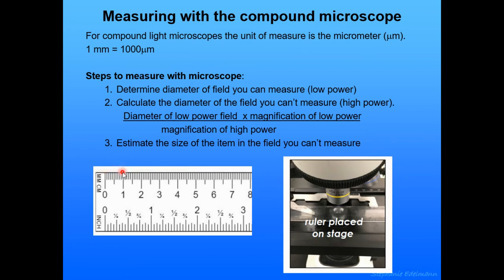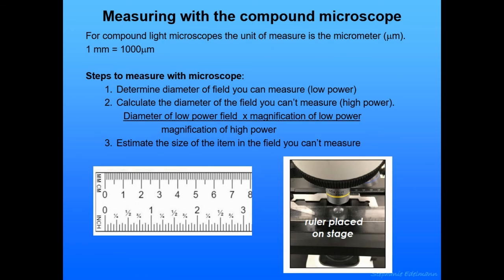So the big one is a centimeter. From 0 to 1, that's 1 centimeter, and there's 10 millimeters in between there. And what we want to measure is things that are in micrometers. So 1 millimeter is 1,000 micrometers. We're going to calculate with that, so make sure that you're aware of what these things mean.